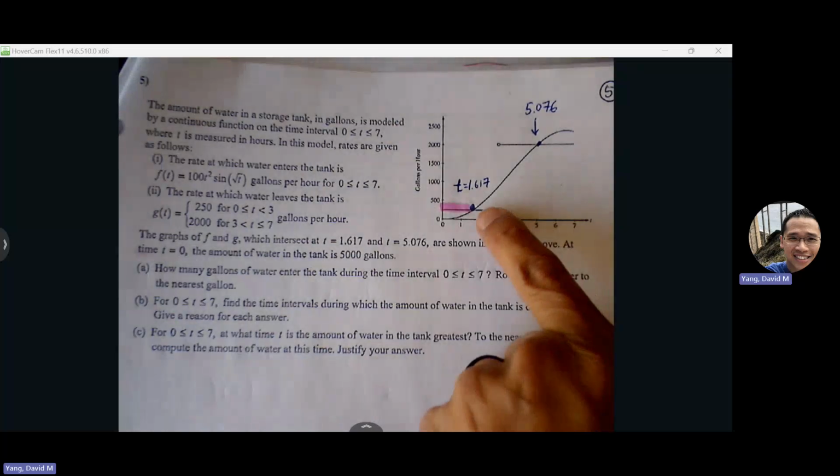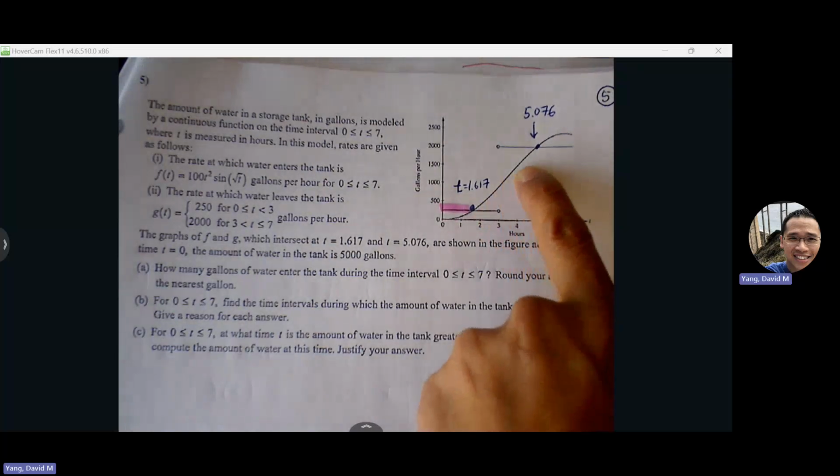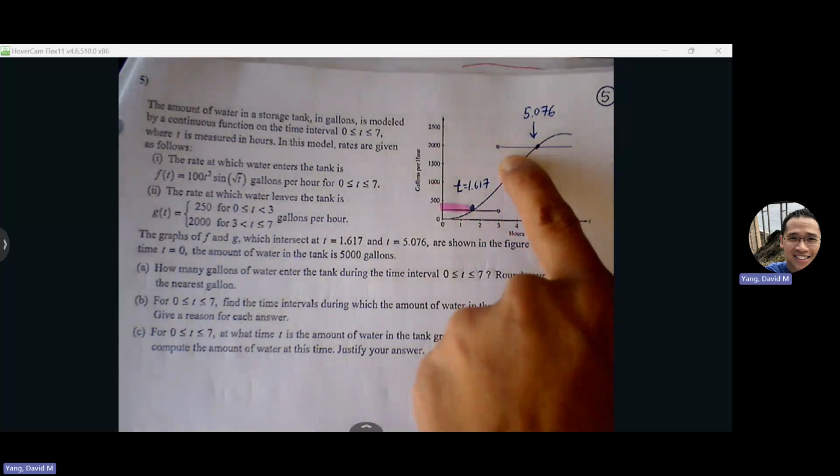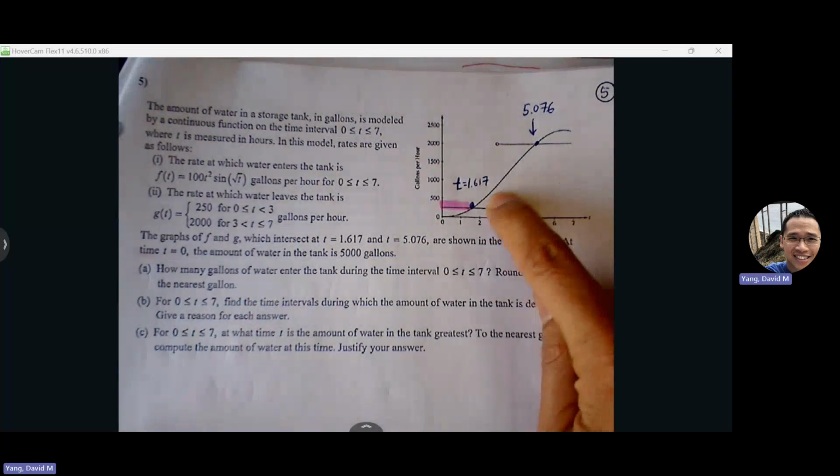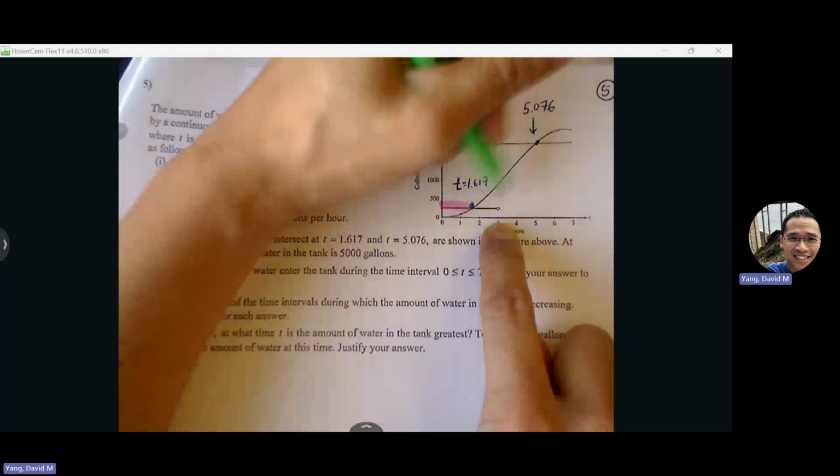Okay, what about between 1.6 and 3? Increasing, right? The curve is now above, so water is coming in at a higher rate than that at which it is leaving, at least for a moment.